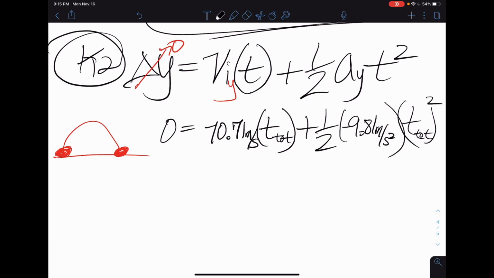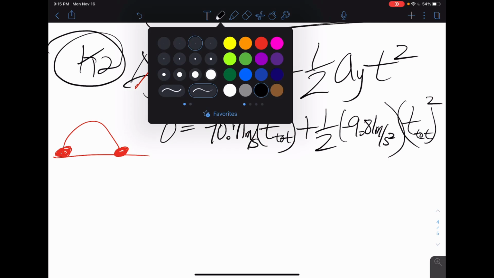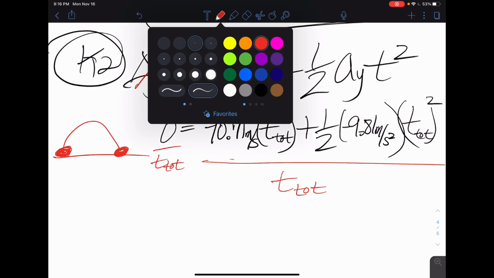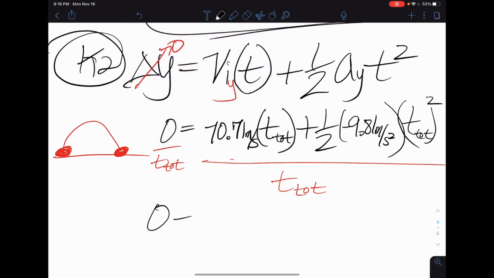Something we can do here is divide both sides by t total, right? Whatever you do to one side, you can do to the other side. You could also think of it as factoring out a t total and then setting it equal to 0 or something along those lines. But I think this is maybe the best way to think of it. So if we divide both sides by t total, of course, 0 divided by t total doesn't change anything, but we end up getting this, right?